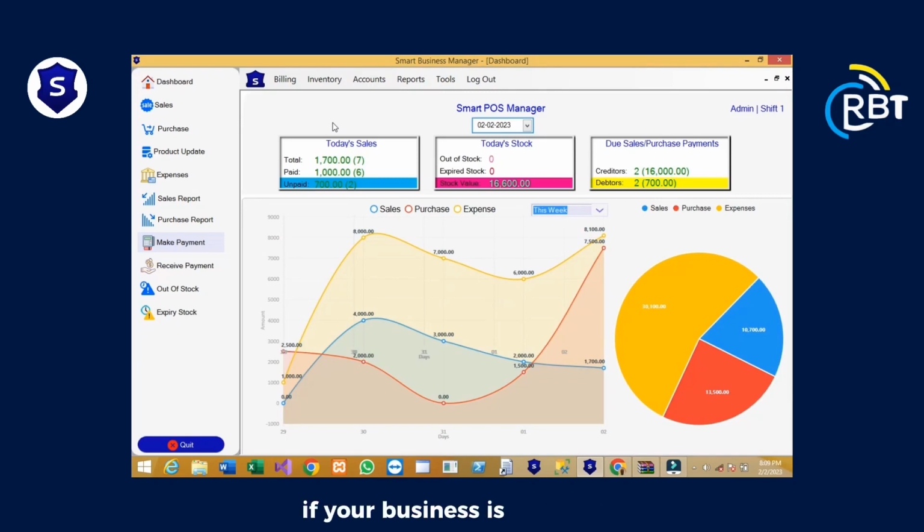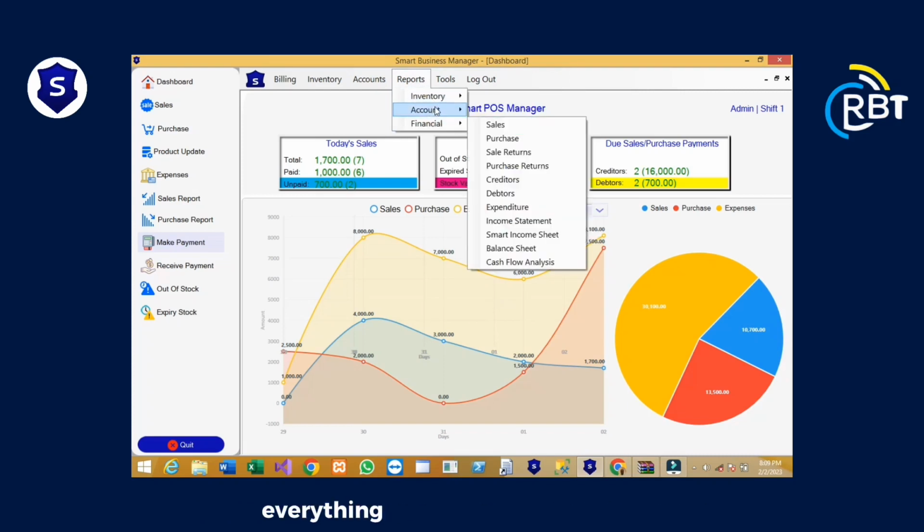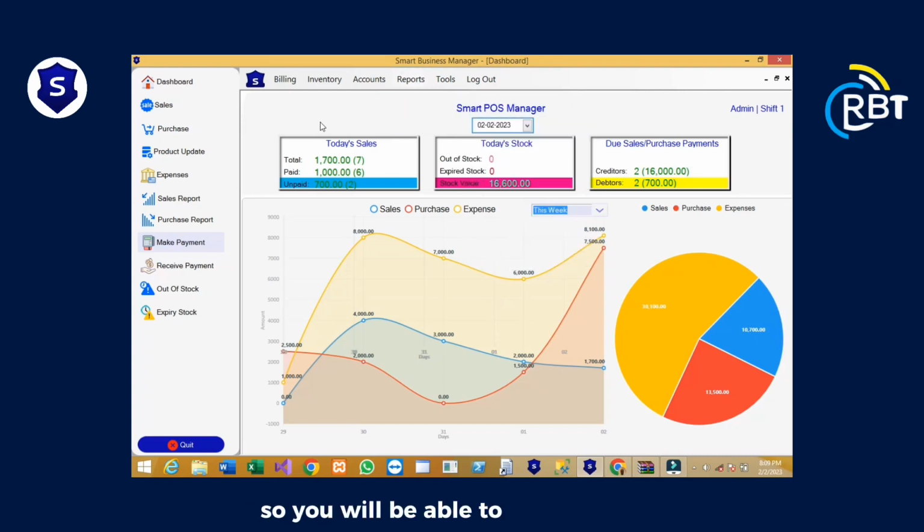So if your business is that large and you feel you might not be able to do that, that's where you need to have an accountant or somebody that you could just train that will be the one doing all of those inputs for you. You can hide the reports so that only you will be seeing all of those reports, and you'll be able to track everything that the person is doing.